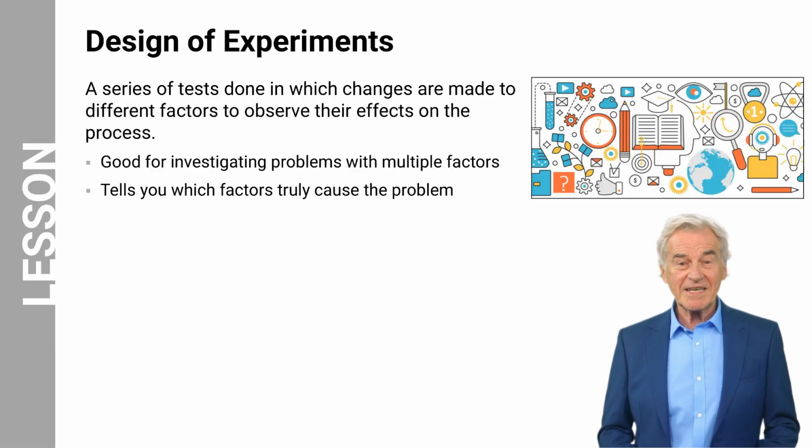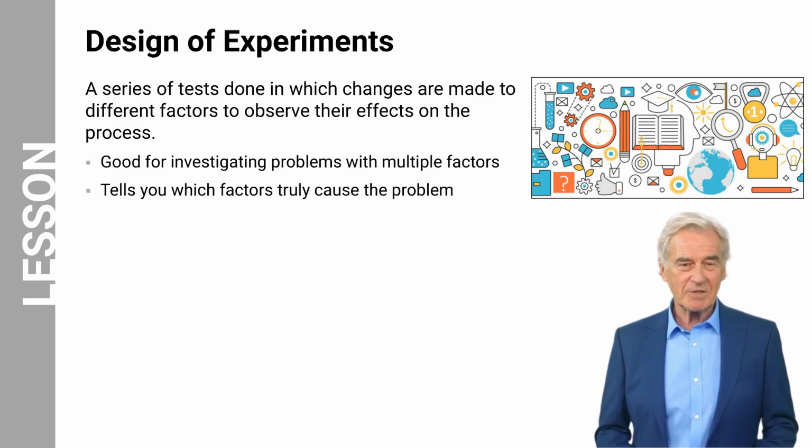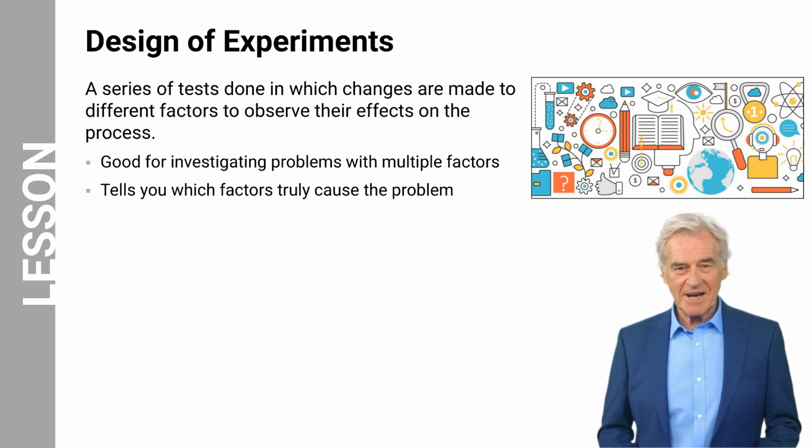When you are investigating a process that has many factors that influence it, you need some way to determine which factors are important and which are not. The design of experiments is a series of tests in which changes are made to different factors to observe their effects on the process. By controlling the factors of a process, you can determine which factors cause the problem you are investigating.